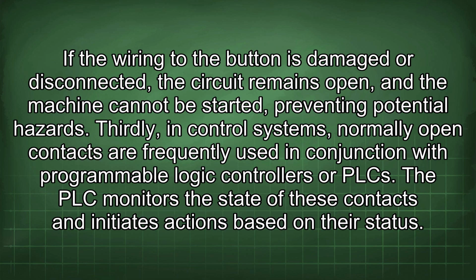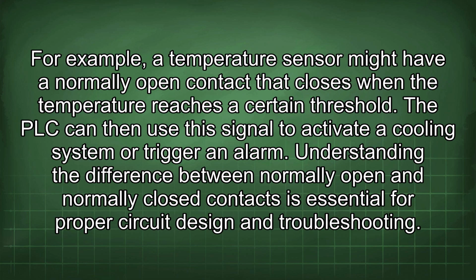Thirdly, in control systems, normally open contacts are frequently used in conjunction with programmable logic controllers, or PLCs. The PLC monitors the state of these contacts and initiates actions based on their status. For example, a temperature sensor might have a normally open contact that closes when the temperature reaches a certain threshold. The PLC can then use this signal to activate a cooling system or trigger an alarm.